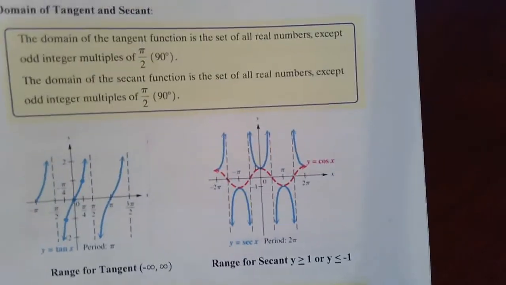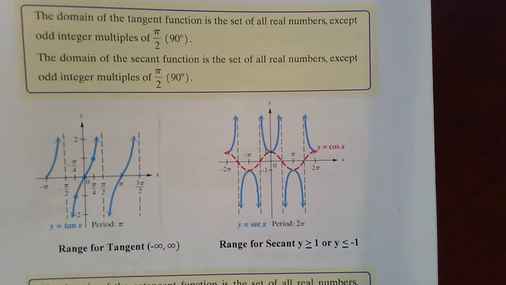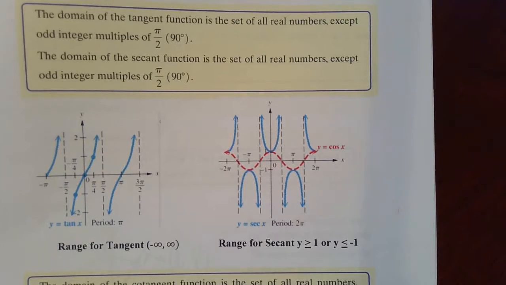Now you see here that this is a picture of the tangent graph and the secant graph. And all the graphs that you see on this page actually have asymptotes.